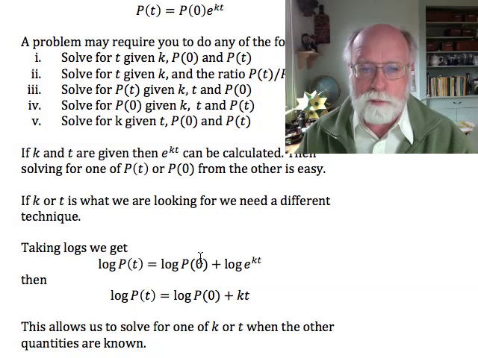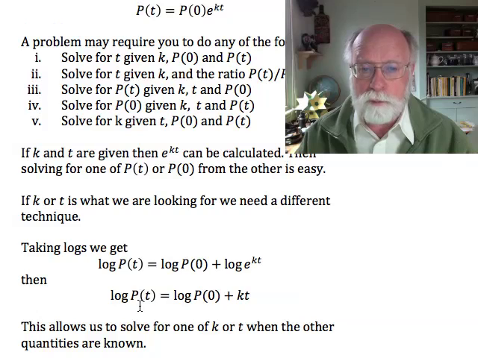So we take the logarithm of that equation, and we get log p of t equals log p of 0 plus log of e to the kt. A log of a product becomes the sum of the logs. And then in these videos, log means log base e. Your course, our text may use ln, or natural logarithm, ln, for log base e. I'm just using log for log base e. So log of e to the kt is just kt.